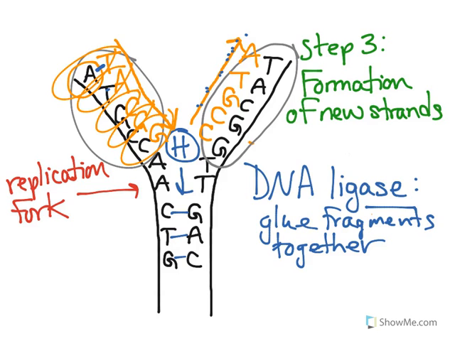Now if you recall, what connects the sugars and the phosphates together in the backbone would be covalent bonds. So the covalent bonds are in the backbone, while the hydrogen bonds are what's connecting the two bases together in the middle of the DNA molecule.